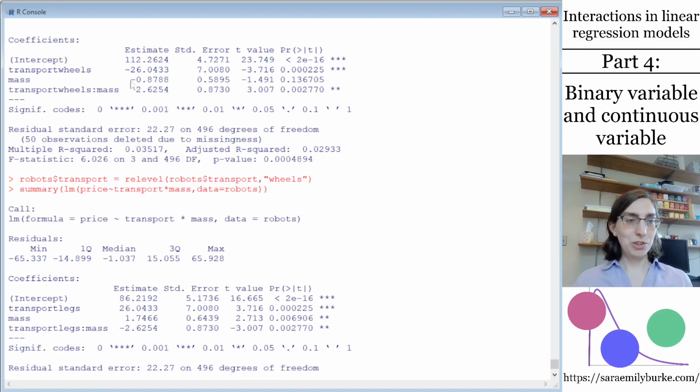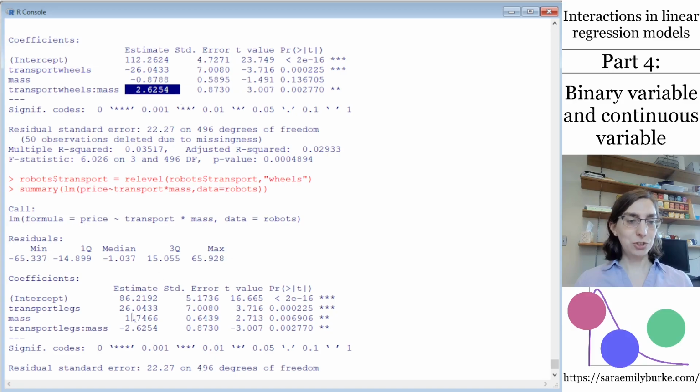Here I'm showing them both on the screen so you can see that the slope of mass for the robots with wheels was positive and statistically significant, heavier robots more expensive. The slope of mass for the robots with legs was slightly negative, but not statistically significant. Heavier robots did not cost systematically more or less, or at least we can't claim to have strong evidence that heavier robots cost systematically more or less when those robots had legs.